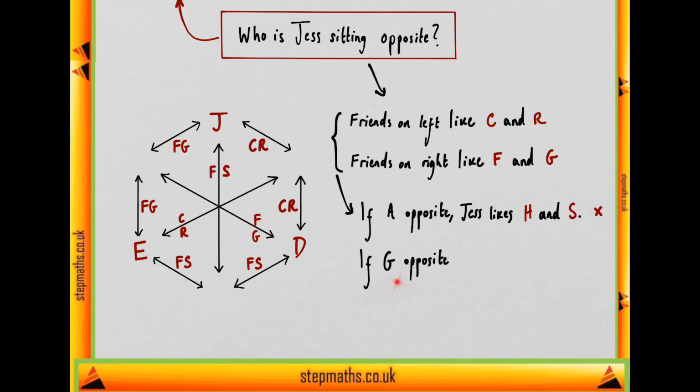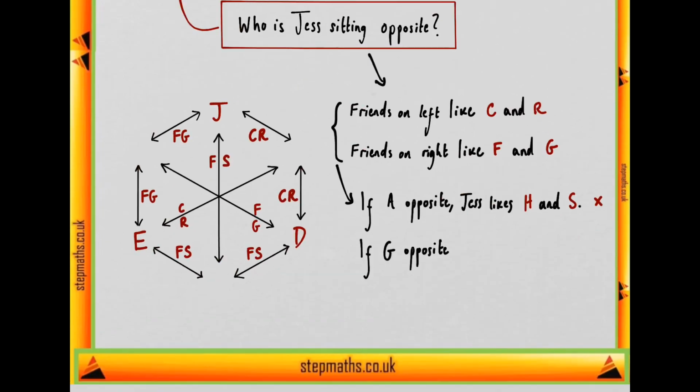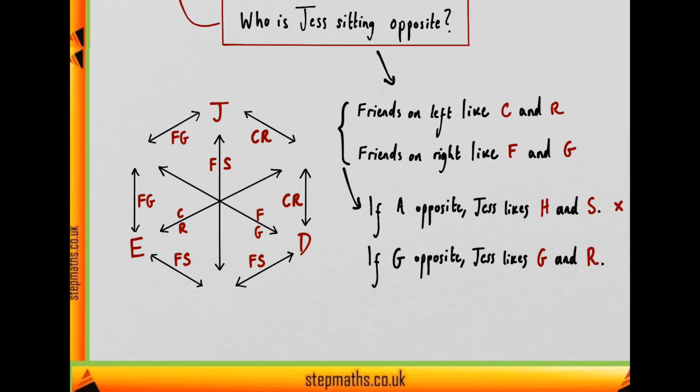Okay, let's try if George was opposite. Well, if George was opposite Jess, then Jess would therefore like golf and rugby. Let's see if that's viable. Let's map it on here. If George was here, Jess would like golf and rugby. Well, out of these 2, she does like rugby, and out of these 2, she likes golf. Well, that's perfectly viable. So we can say this is right.